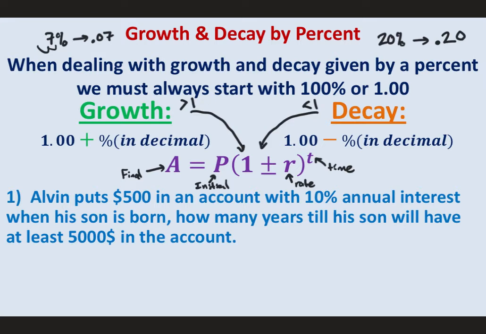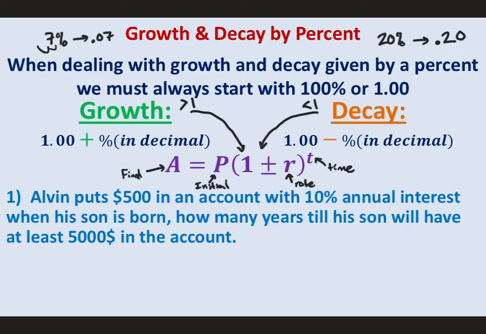All right, let's go ahead and read our example problem here and see if we can figure out what the different stuff is. It says, Alvin put $500 in an account with 10% annual interest. Man, that's good interest. That doesn't normally happen in the real world. When his son is born, how many years will it take his son to have $5,000 in his account?